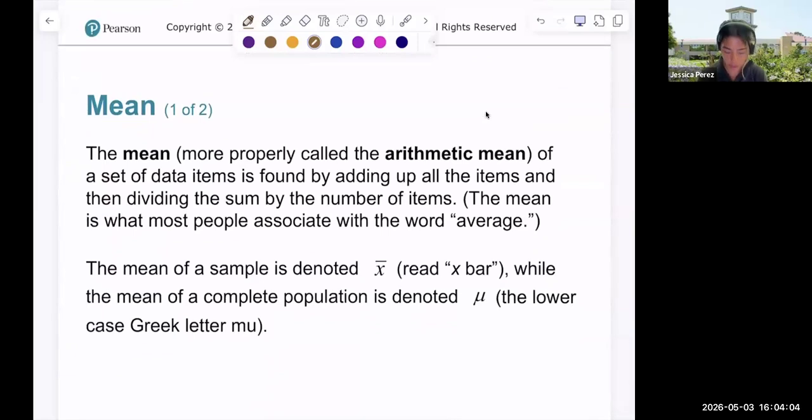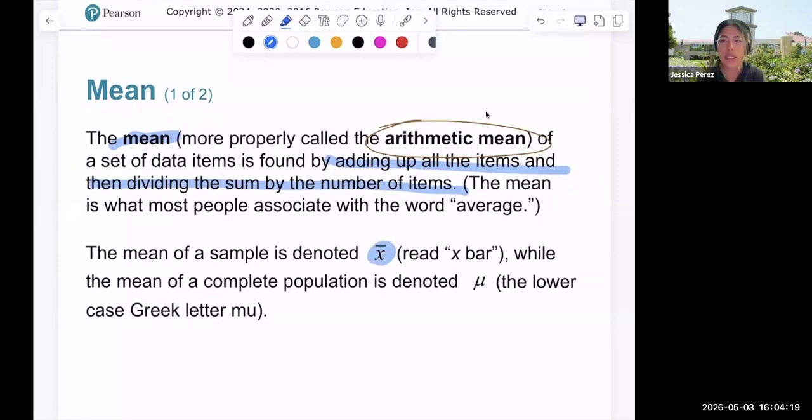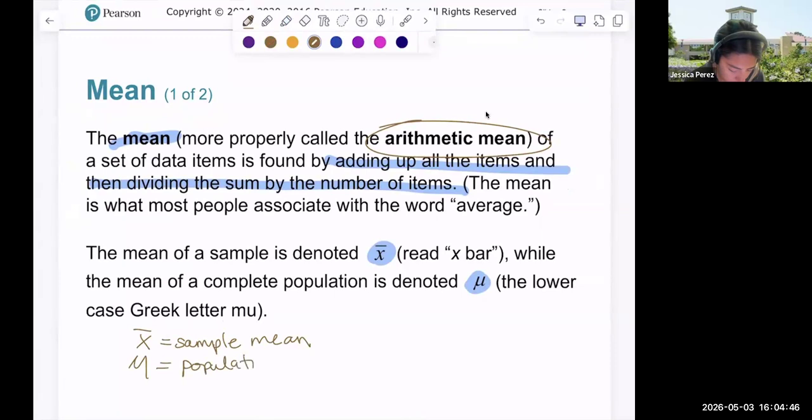The mean, or properly called the arithmetic mean of data, is found by adding all the numbers and then dividing by how many there are. The sample mean is denoted by x bar. So pay attention to those variables that are denoted. X bar is called the sample mean, where mu is called the population mean, because in statistics it's always split into two parts, the population and the sample. And then mu is going to be the population mean.